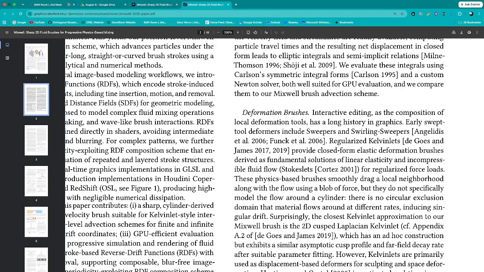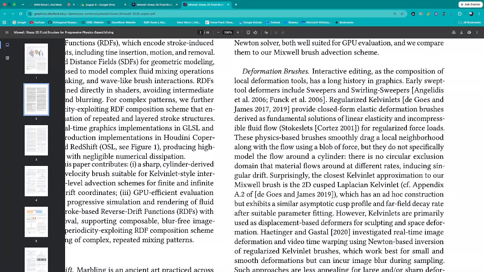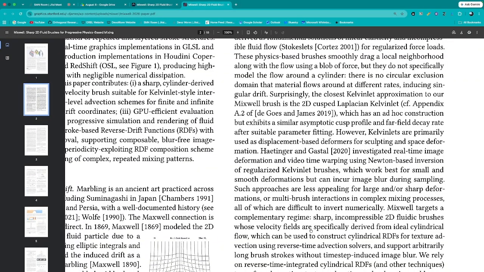Surprisingly, the closest Kelvinlet approximation to our Mixwell brush is a two-dimensional cusped Laplacian Kelvinlet, which has an ad hoc construction but exhibits a similar asymptotic cusp profile and far-field decay rate after suitable parameter fitting. So that's a little bit about the Laplacian Kelvinlet. However, Kelvinlets are primarily used as displacement-based deformers for sculpting and space deformation.